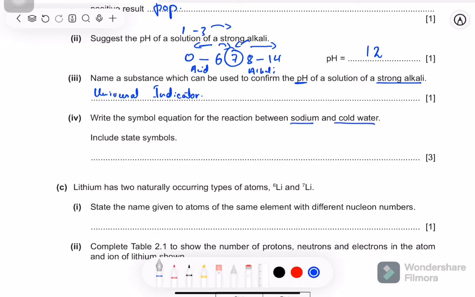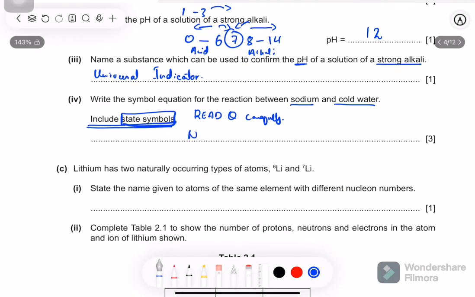So write the symbol equation for the reaction between sodium and cold water. This is a 3-mark question. There will be a separate mark for the state symbols: aqueous, solid, gas, liquid. And my number 1 tip to you is read the question carefully, because you might miss the state symbol thing. Now sodium reacts with what? Cold water, producing NaOH, sodium hydroxide, plus hydrogen gas. Hydrogen gas is diatomic, so we write 2. The H plus and OH minus ions in the water react with Na as it is positive.